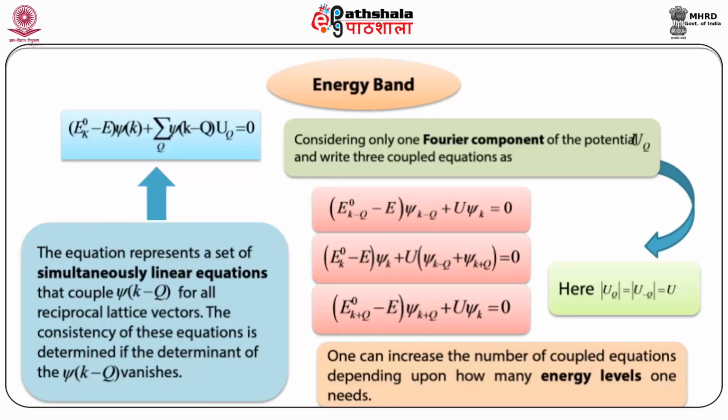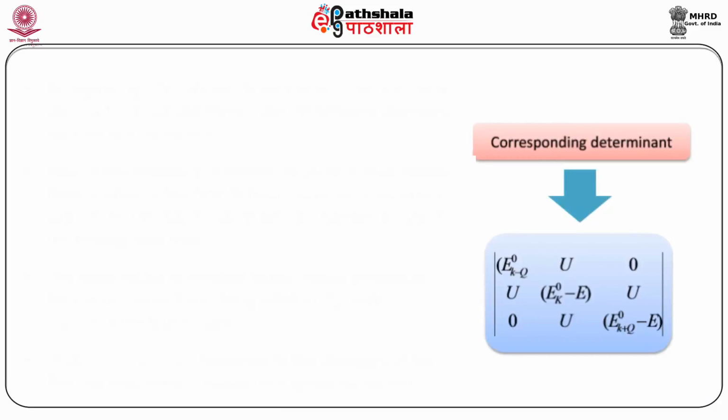Note that here we have taken only three coupled equations, as k is coupled to only k+Q and k−Q. Actually, one can increase the number of coupled equations depending upon how many energy levels one needs. From the previous three coupled equations, the corresponding determinant is written as follows.